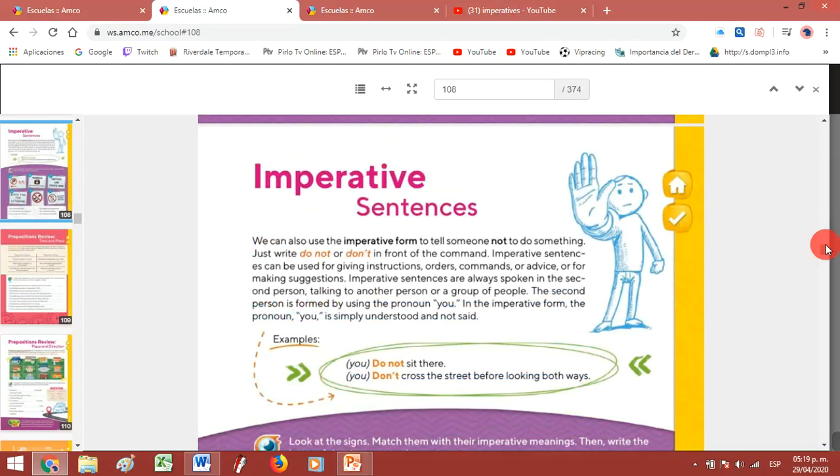Okay, let's continue in the page 84. Imperative sentences. We can use the imperative form to tell someone not to do something. Just write do not or don't in front of the command. Imperative sentences can be used for giving instructions, orders, commands, or advice, or for making suggestions. Imperative sentences are always spoken in the second person, talking to another person or a group of people. The second person is formed by using the pronoun you. In imperative form, the pronoun you is simply understood, and not said. Examples. Do not sit there. Don't cross the street before looking both ways.